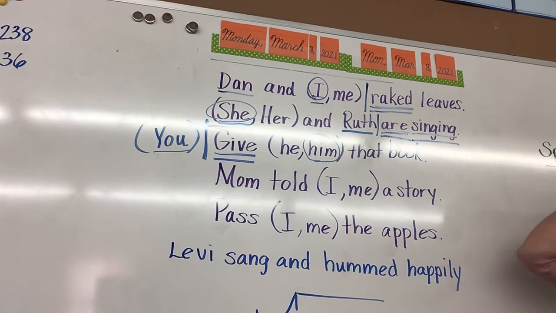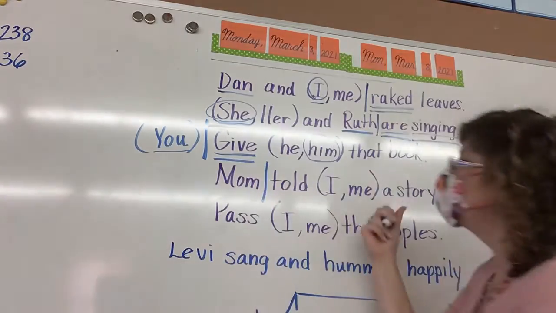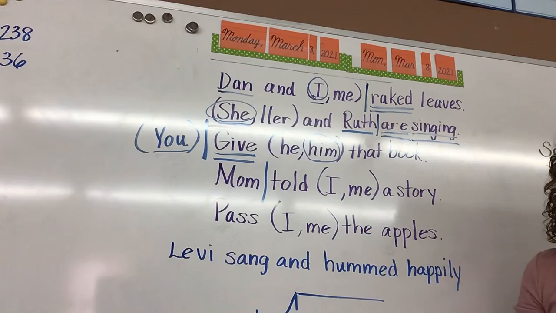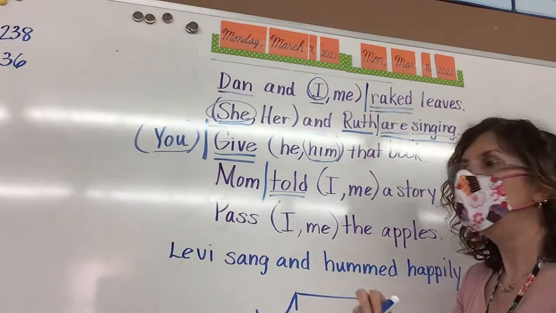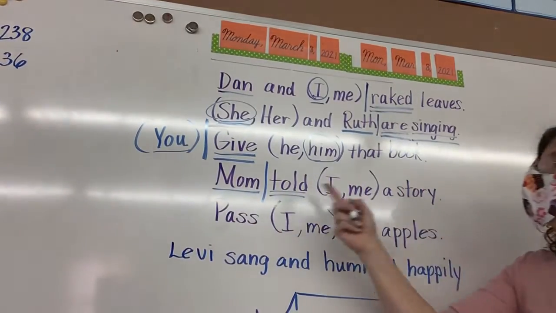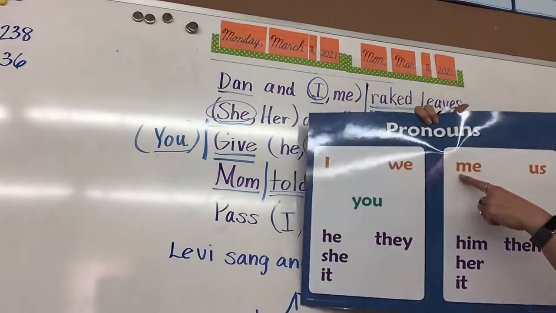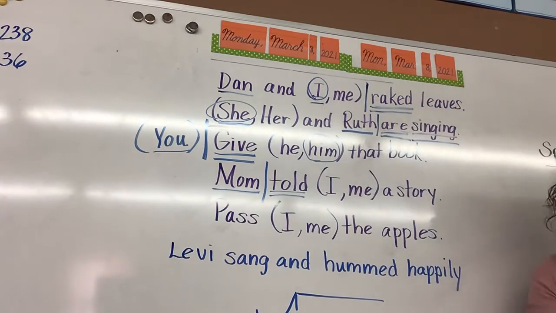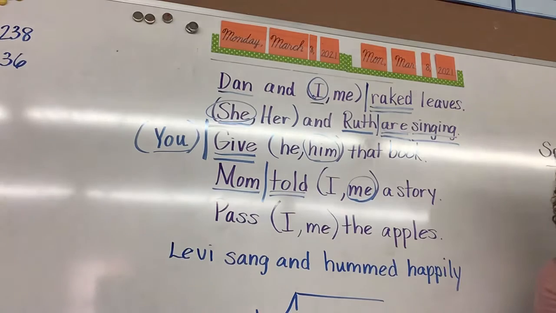Mom told I or me a story. Where are we going to divide it? After Mom. So let's look at the predicate side. What's the verb? Told. The verb is told. Who told? Mom. So we're going to underline Mom as our subject. So where's the pronoun? It's on the predicate side. So we're going to take the objective case. Me. Yes. Objective case. Because I is over here on the subject side, right? So we're going to circle it, but we don't need to underline it because it's not the subject of this sentence. Right?